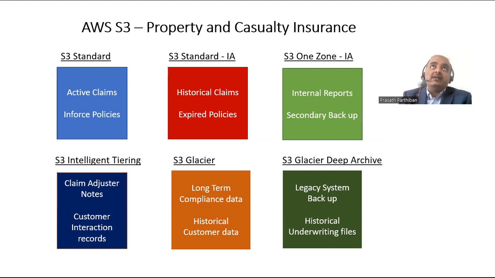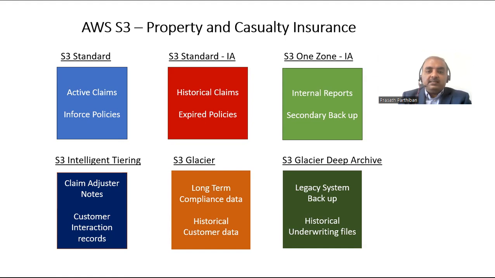For example, if there is a claim, adjusters have entered the notes. Initially, when the claim is active, you may look at the notes often, right? But as it goes, when the claim is closed, you may not look at it. So the system will look at it and move this data from S3 Standard to S3 Standard IA. Similarly, customer interactions: when there is a policy issuance process, you may look at their notes often. Once the policy is issued, you may not refer to them very often, so they can be moved.